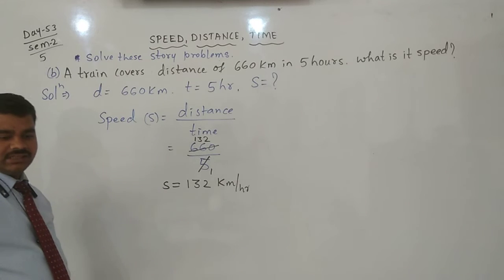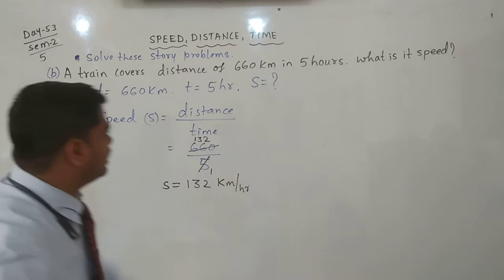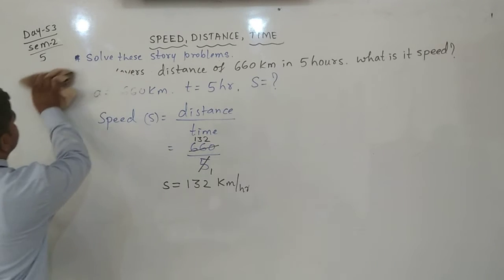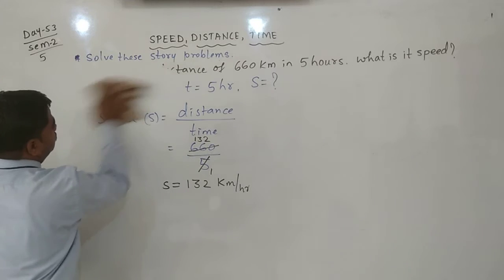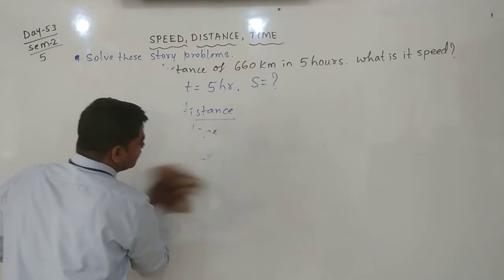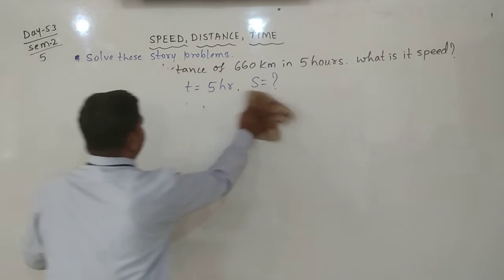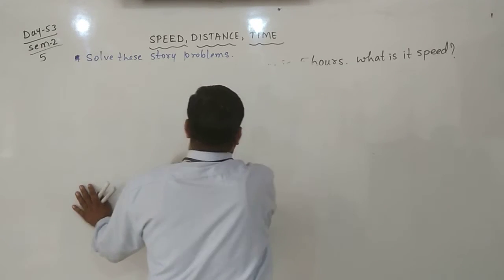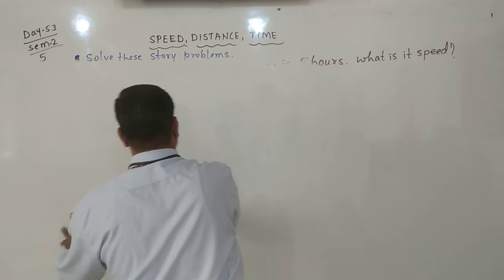Write this second one. Question and answer both are written. Copy this one in your notebook. Write neatly. After this, see the questions we will solve. Totally how many are there? 7 questions are there. Now we solve 2 questions. Still 5 are there. We solve all 5 questions.